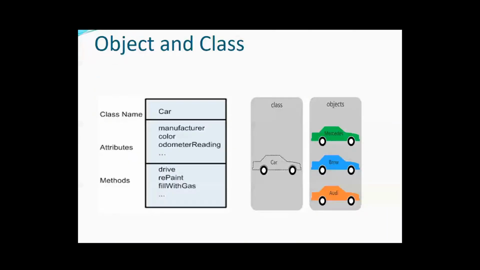Now this is, for example, a car class. Another example: it has the following attributes: manufacturer, color, odometer reading. It has the following methods: drive, repaint, fill with gas. Now you can have other objects of the class like Mercedes, BMW, Audi. These are instances of the class car.